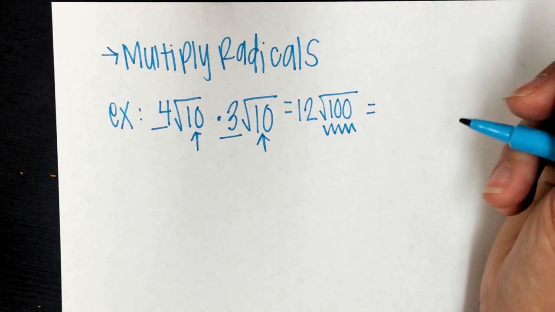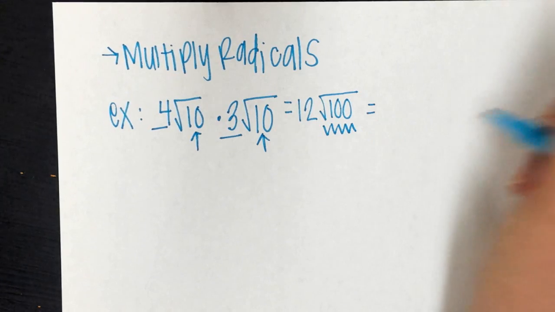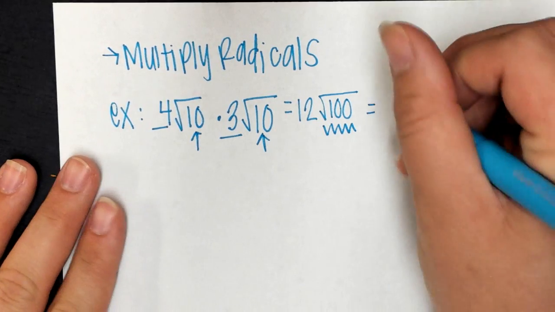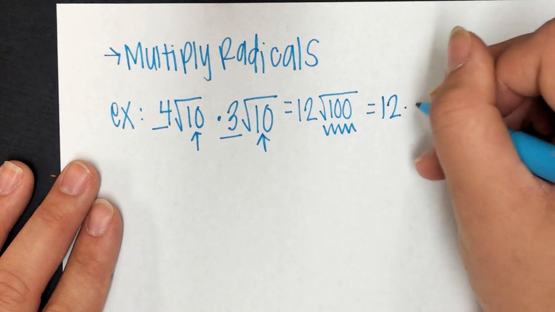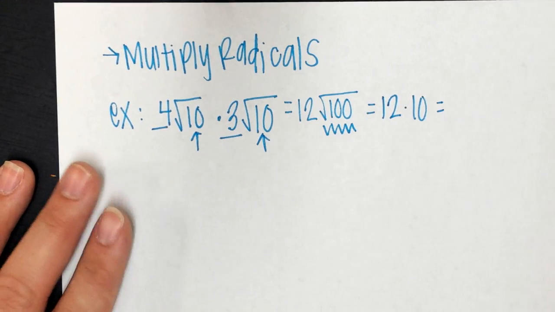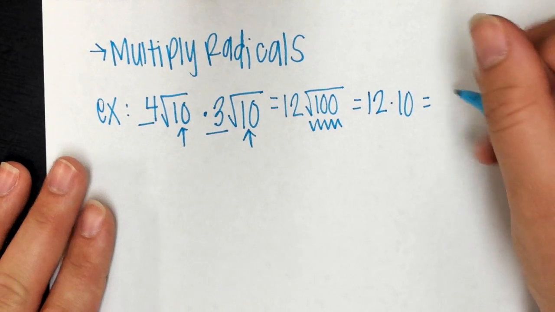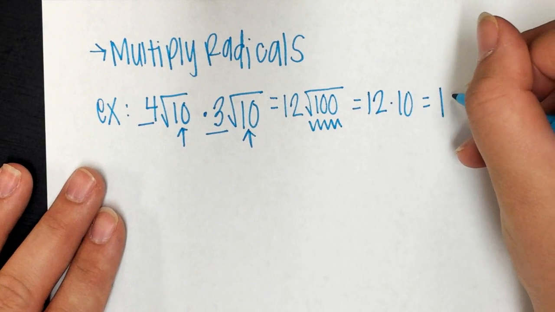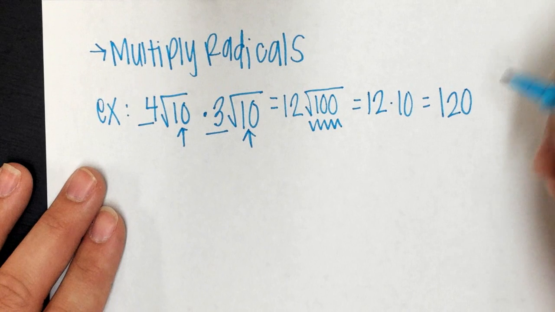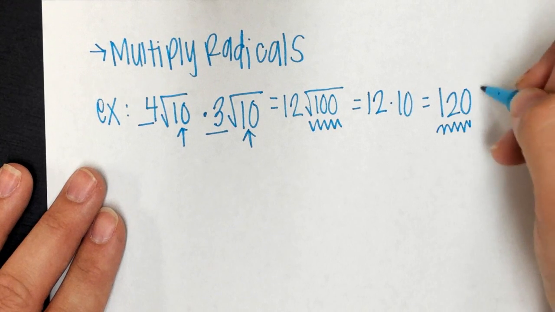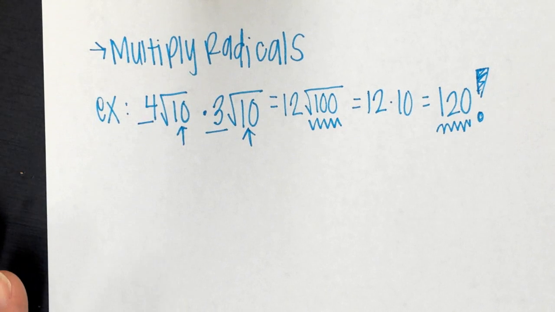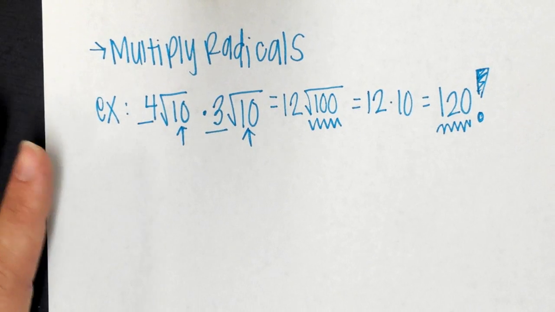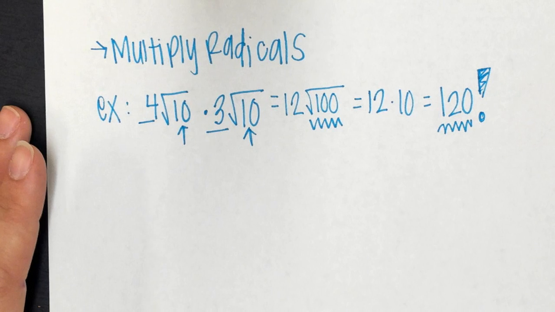It is a perfect square. And the square root of 100 is what? 10. So it simplifies to just be 10. And 12 times 10 is 120. So that is what we did on Friday, and that is your answer.